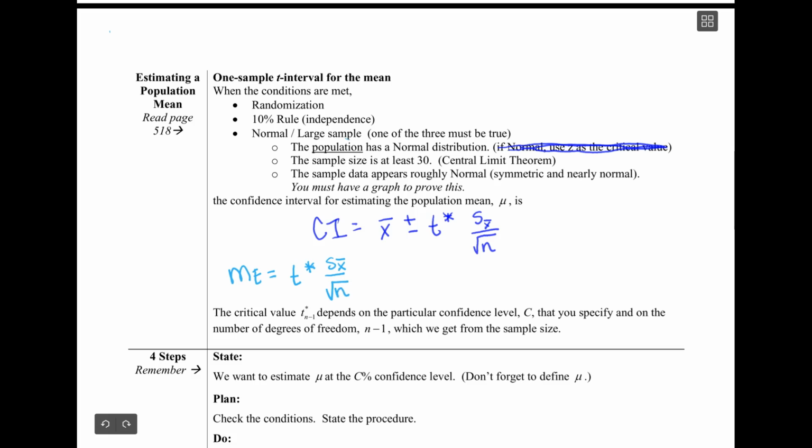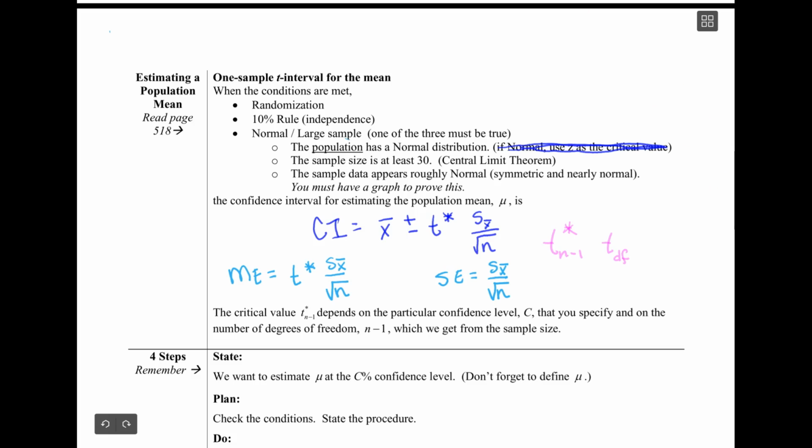And then the standard error is equal to this part, the standard deviation of x bar divided by the square root of n. So don't forget that critical value T star, with n minus 1, so that shows the degrees of freedom. So another way to write that is that this is your degrees of freedom. So just remember that you get it from the sample size.